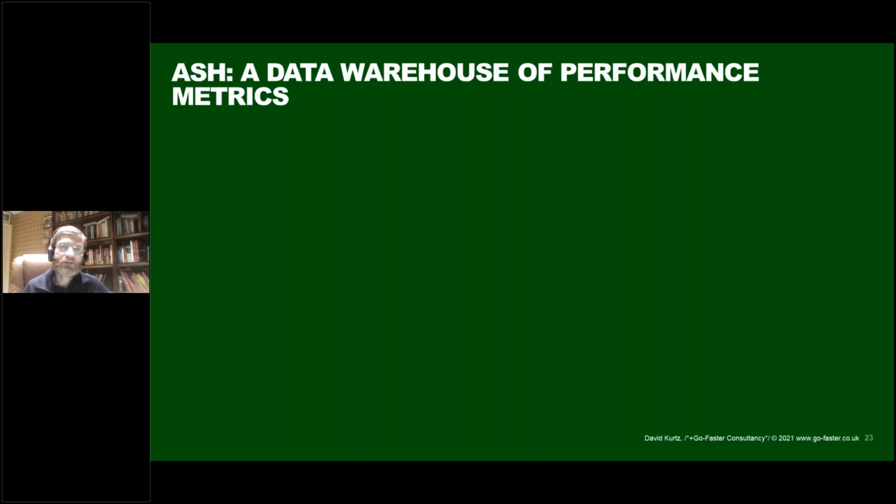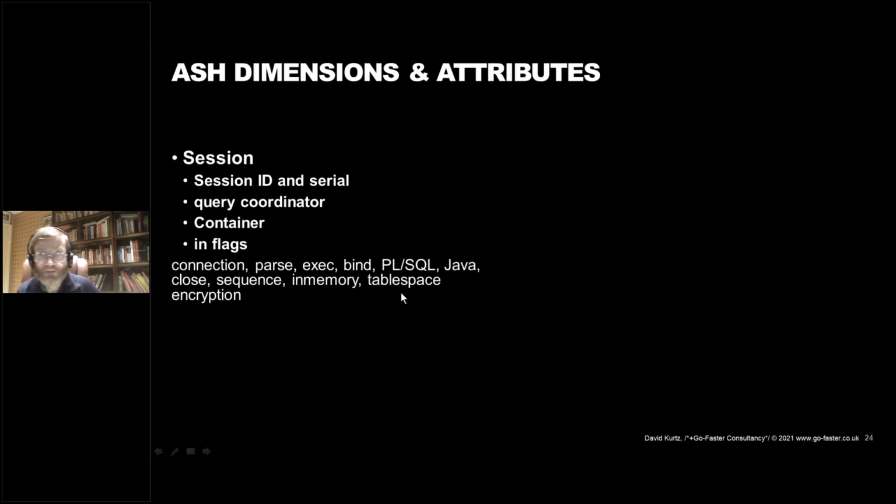So, think of ASH as a data warehouse of performance metrics. It's a very big fact table. Each row of ASH data is a fact that there was 1 or 10 seconds of database time. And then that fact has got various dimensions and attributes. And there are 6 broad areas.